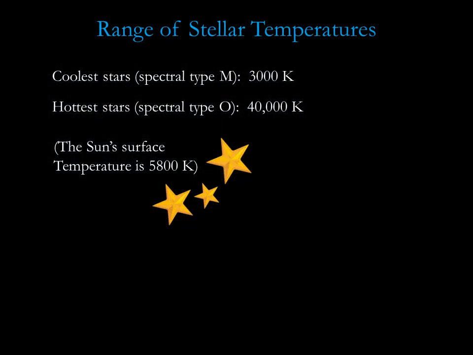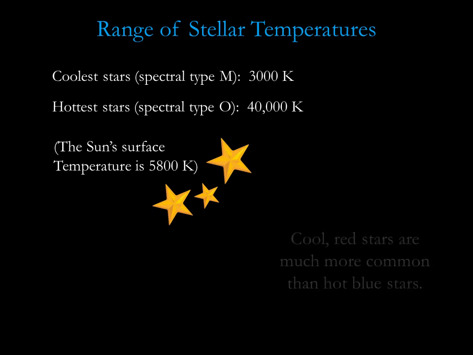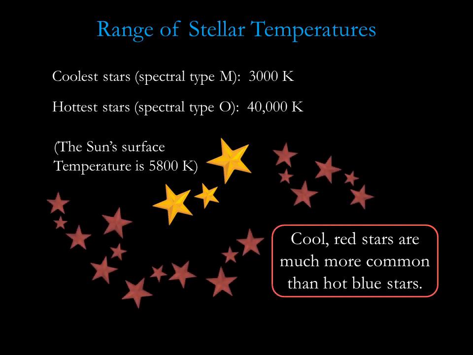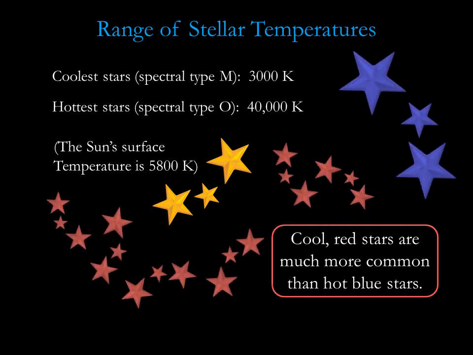Stars can have surface temperatures ranging from about 3,000 Kelvin to about 40,000 Kelvin. And remember, Kelvin is a temperature scale just like Celsius or Fahrenheit. We observe that cool red stars are much more common in our universe than hot blue stars. Later in the semester, we'll discuss why this is the case.